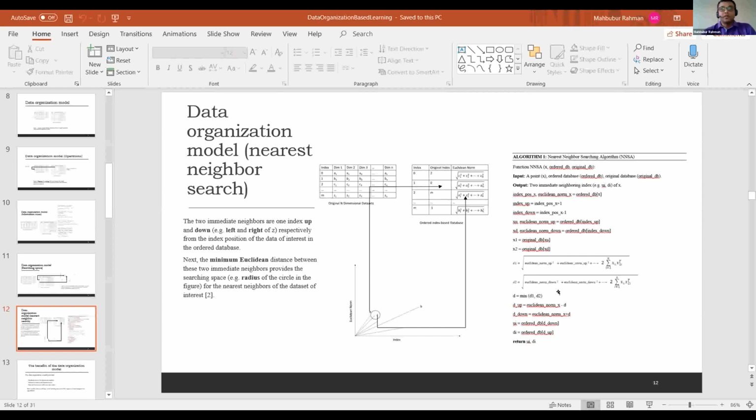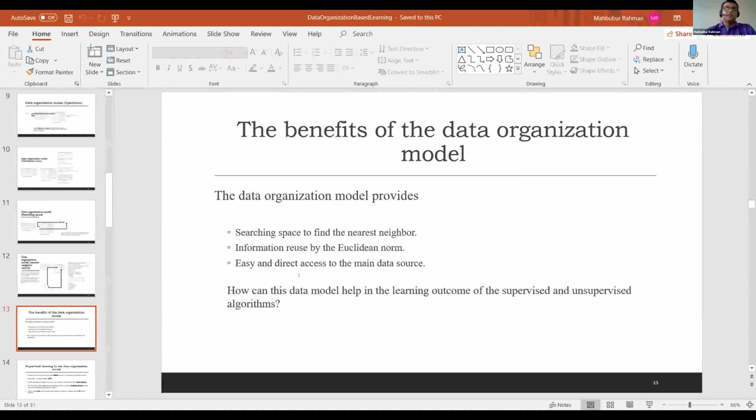So next, in this algorithm one, I have explained how to calculate the searching space of nearest neighbor for a point of interest. So this is the overall benefit of this data organization model. It can provide the searching space to find the nearest neighbor, information reuse by the Euclidean norm, and finally easy and direct access to the main data source.